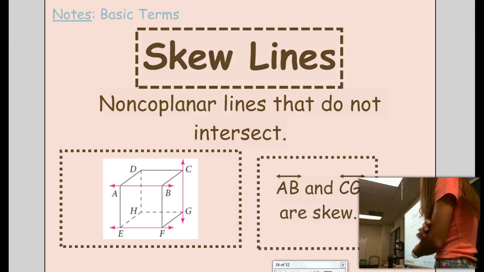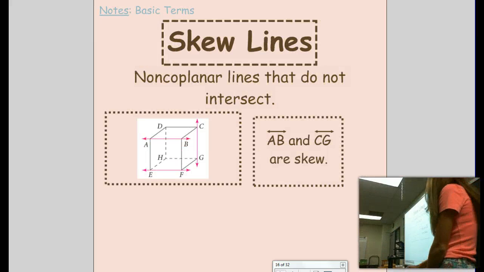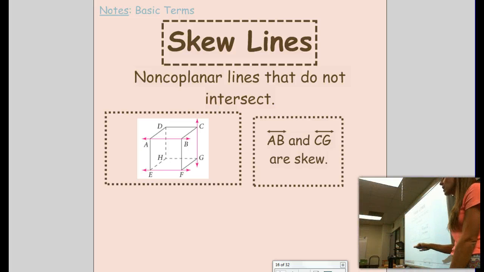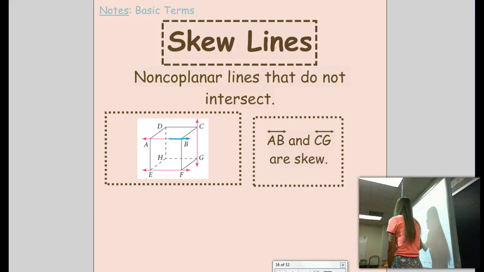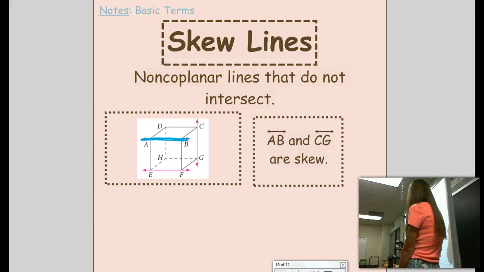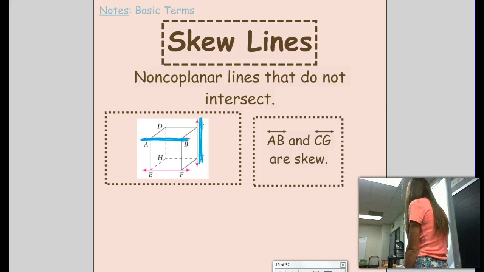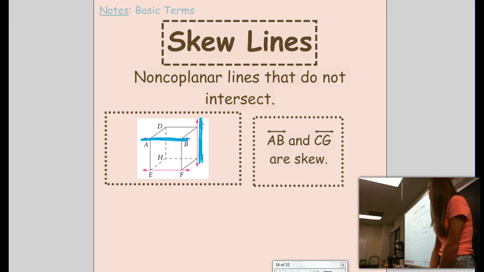AB and CG are skew. So the only way to show you skew lines is I have to show you a 3D figure, because I can't show you skew if I only have a 2D figure. So AB is this one, and CG is this one. They will never meet for all of eternity. They will never meet, but they're not in the same plane. They will not intersect because one's in the front and one's in the back.